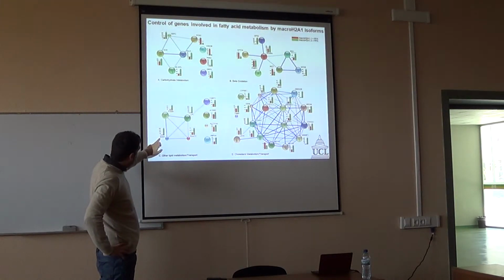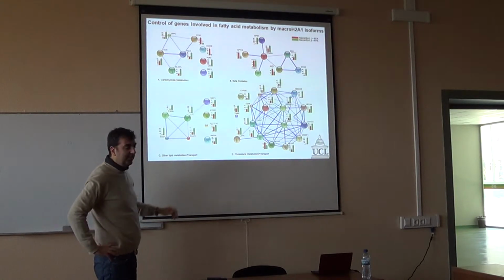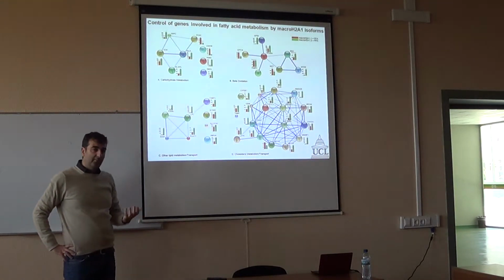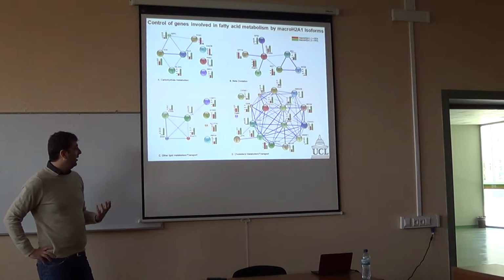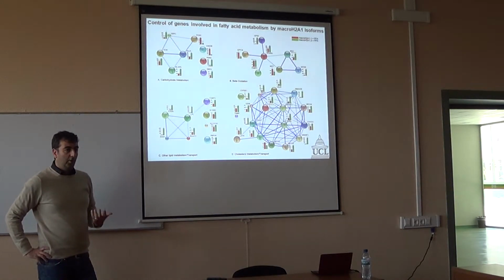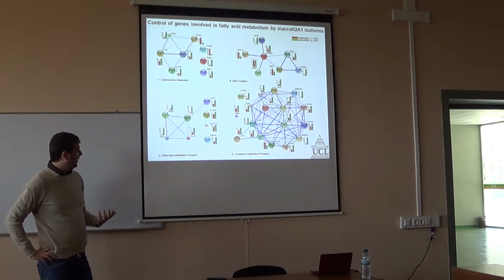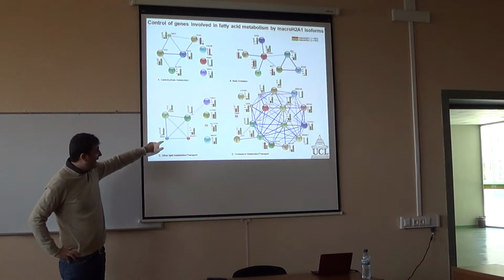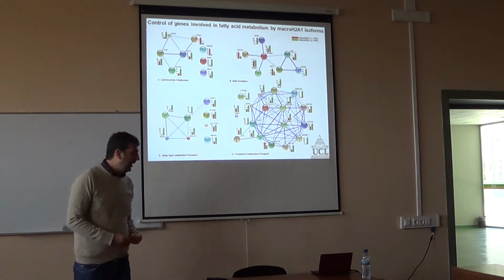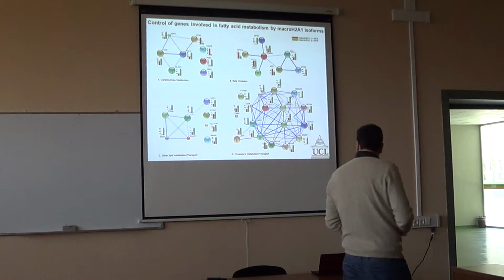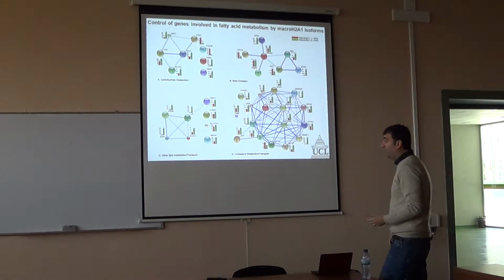SCD1, this is stearoyl CoA desaturase 1. This transforms stearate, which is an important lipid, into oleate. So oleate accumulates in the cells. So again, the gene is down. By this kind of output, we can see which genes are regulated.